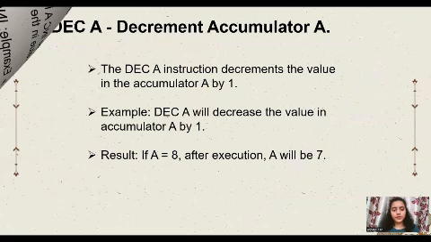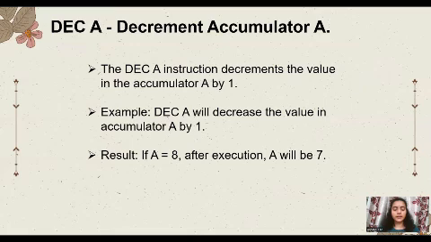The next one is DEC A, which is decrement accumulator A. It is an instruction that decrements the value in the accumulator A by 1. For example, DEC A will decrease the value in accumulator A by 1. If I assume A is equal to 8, after execution, decrement means decreasing the value by 1. So 8 minus 1 is 7. The value of A we get after the execution is 7.